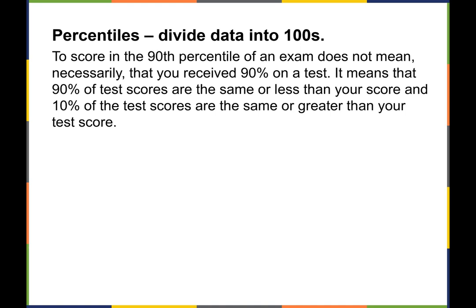Let's talk about percentile. Remember, percentiles divide data into the 100s. If you score in the 90th percentile on an exam, that does not necessarily mean that you received a 90% on a test. You may have, you may not. It means that 90% of the test scores are the same or less than your score, and 10% of the test scores are the same or greater than your test score. So, for example, when you have children, they always tell you your kid's in the 70th percentile for height. That means that child is taller than 70% of the other kids and shorter than 30% of the kids of the same age.